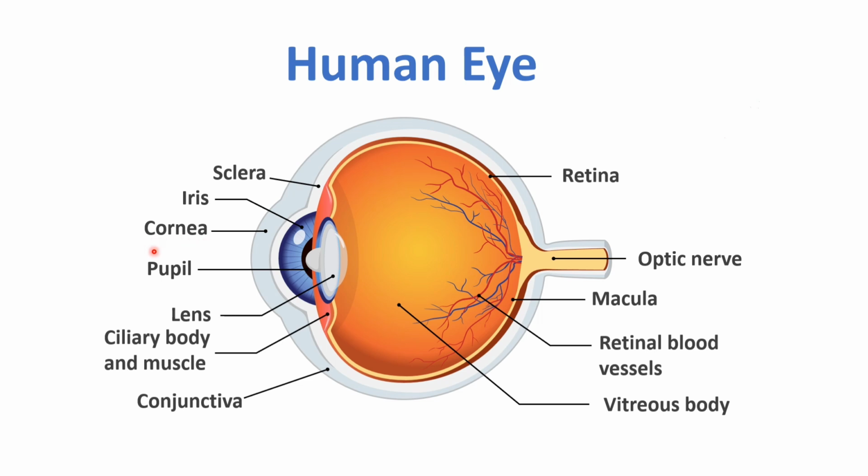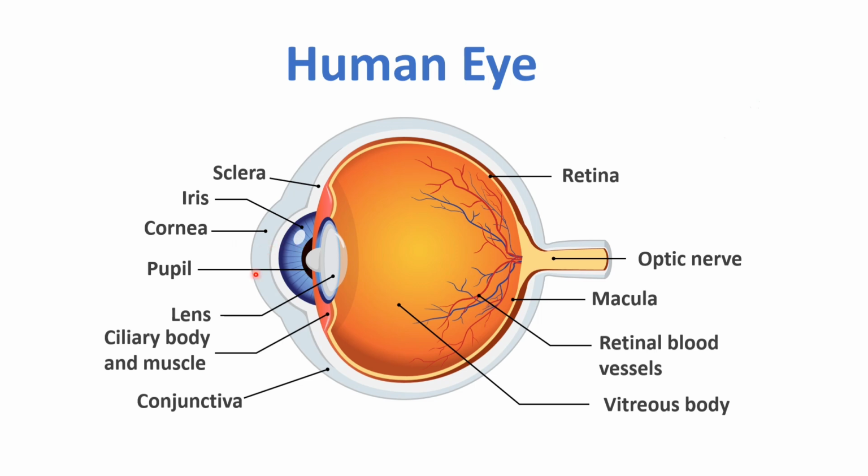Next we are moving on to the pupil. Here there is a small opening called the pupil. The pupil regulates the amount of light that can enter through the eyes. The pupil is the hole in the middle of the iris.